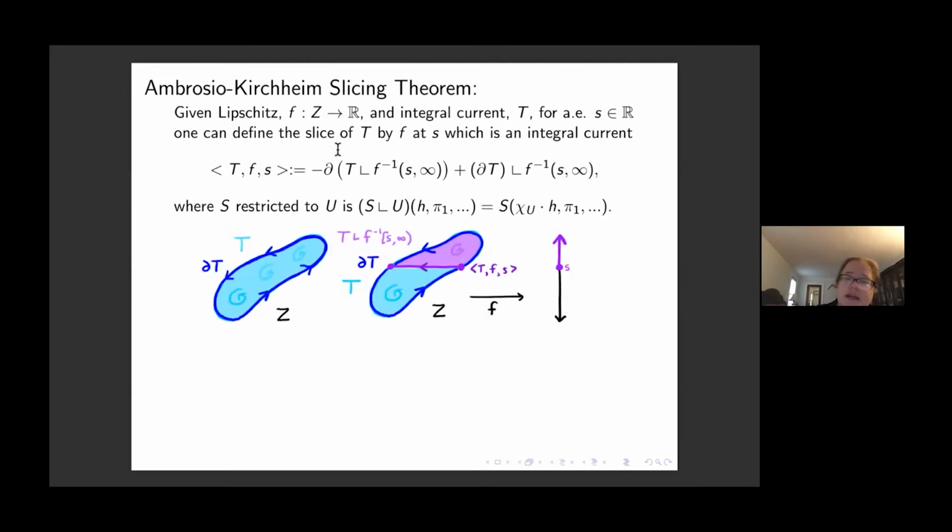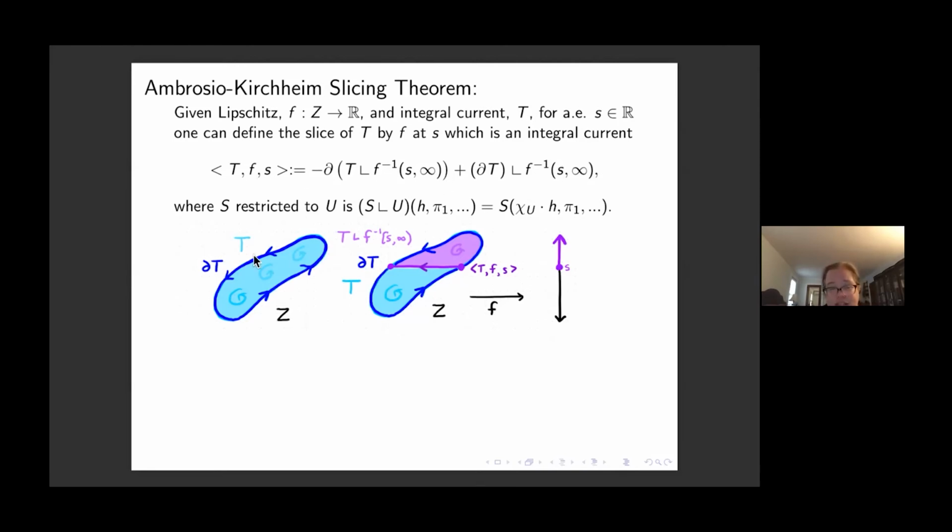The slicing theorem says that if you have an integral current T inside a complete metric space, and you have a function F that goes to the reals, there's a way to define a slice, T F S, which is essentially, roughly, the intersection. Intuitively, it's the intersection of this submanifold with F inverse of S. It's going to be this line. All this extra work is to give it appropriate structure as an integral current, so that it has a notion of direction and how it should act on a tuple.